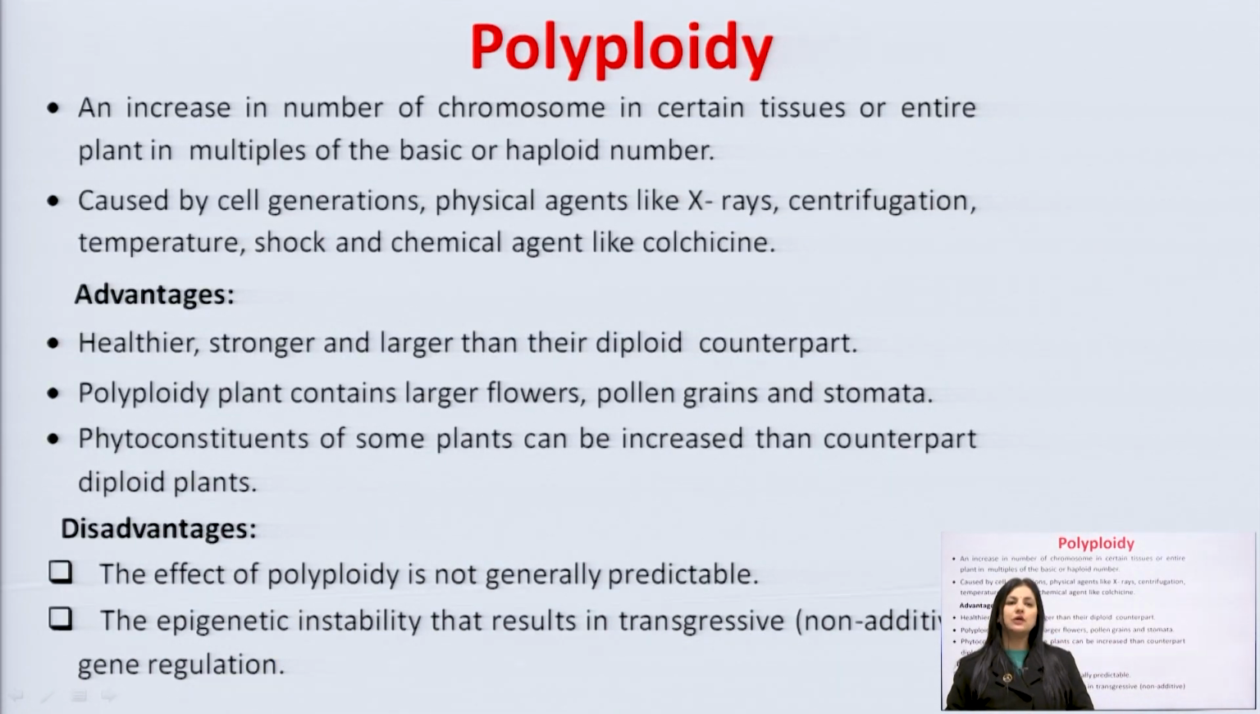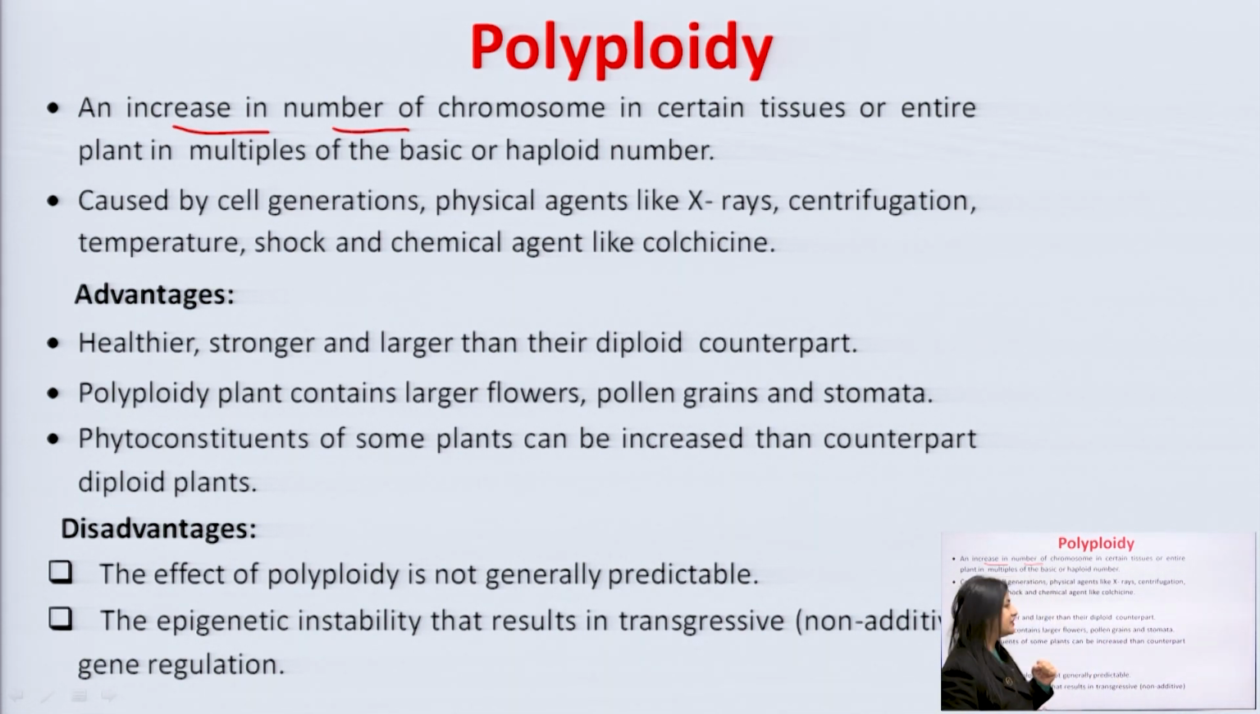Another technique is called polyploidy. Polyploidy is nothing but an increase in the number of chromosomes in certain tissue or the entire plant in multiples of the basic or haploid number. It is caused by cell generation, physical agents like X-rays, centrifugation, temperature shock, and chemical agents like colchicine.